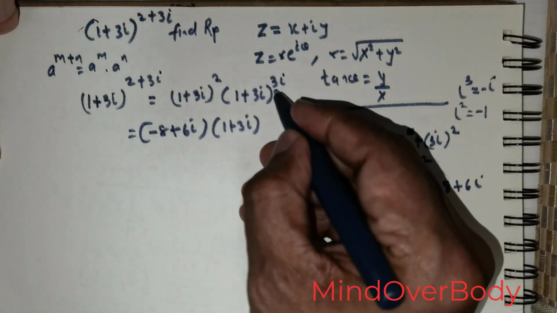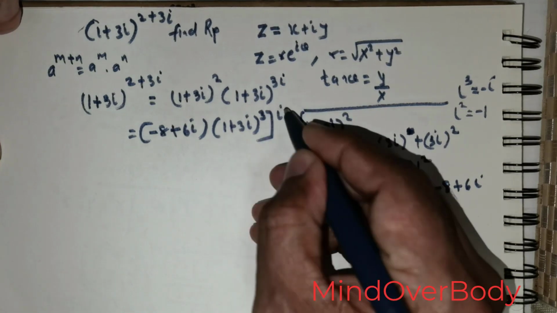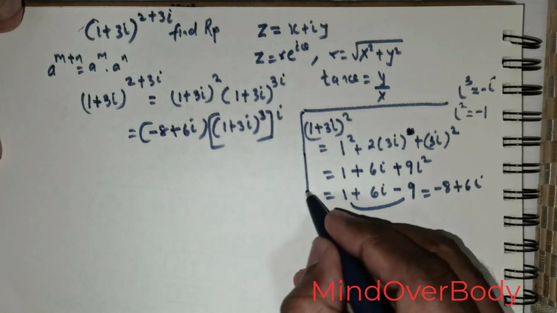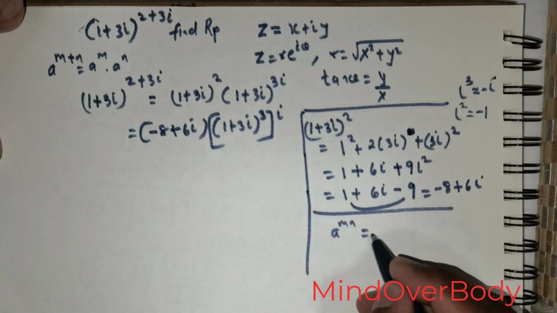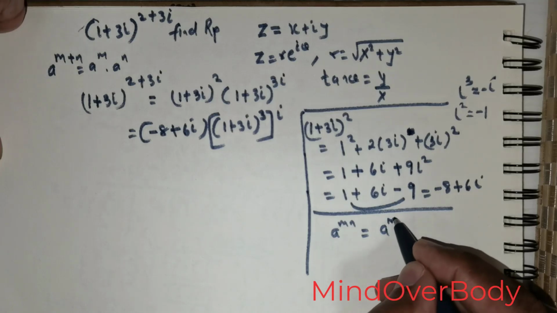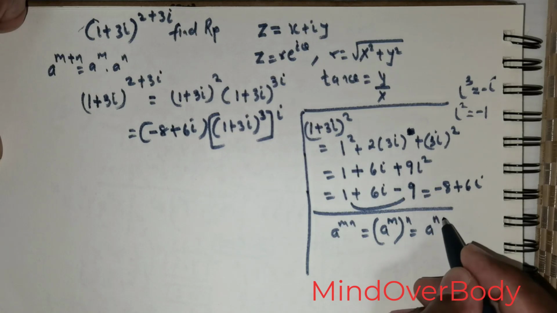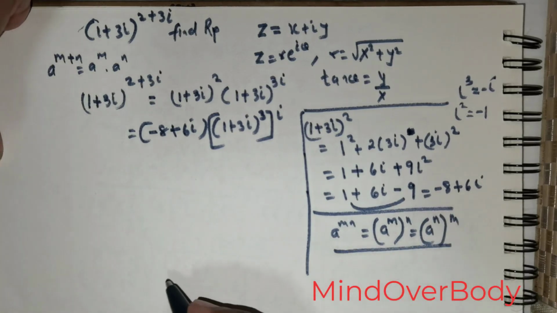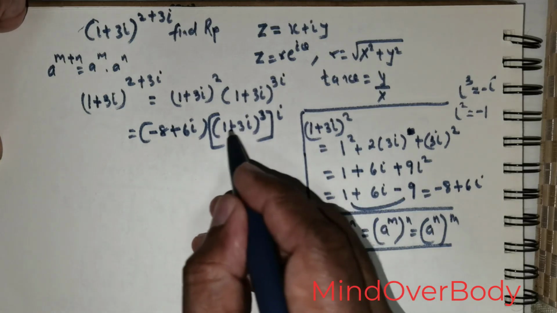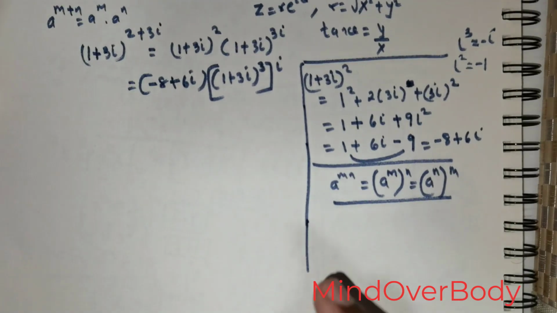Now I'm going to rewrite this as raised to the power 3, and that is raised to the power i. I can very well do that, because if I have something like a raised to the power m times n, I can rewrite this as a raised to the power m, the whole raised to the power n, or as a raised to the power n, the whole raised to the power m, from the law of exponents. So now I need to find the value of this, so let me use this part of space.